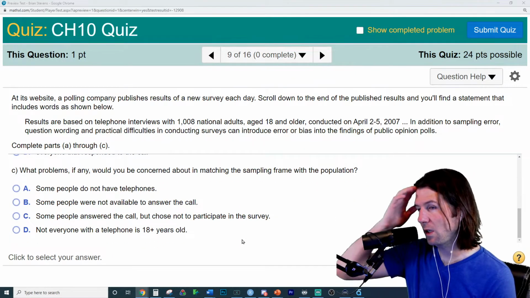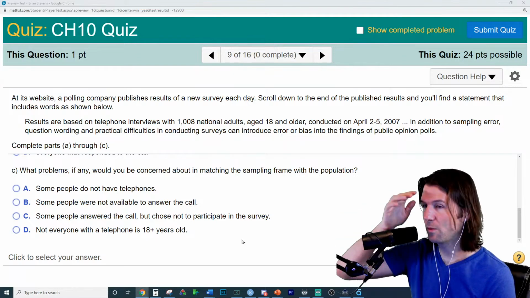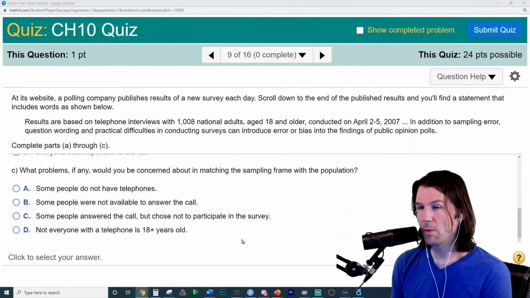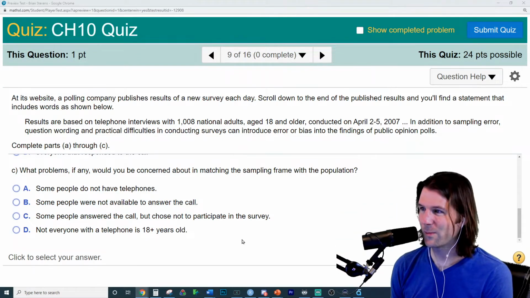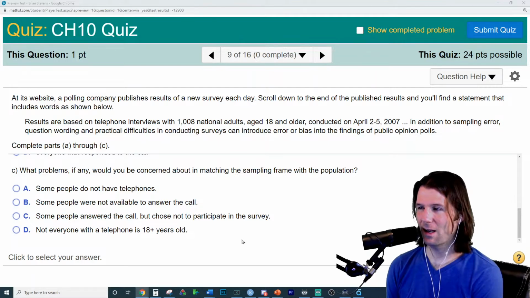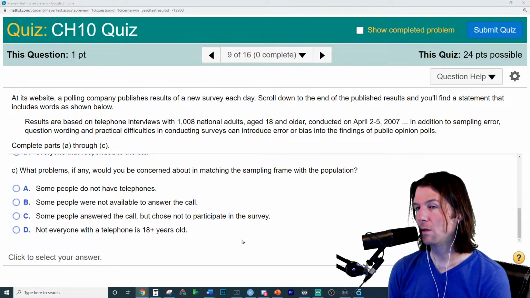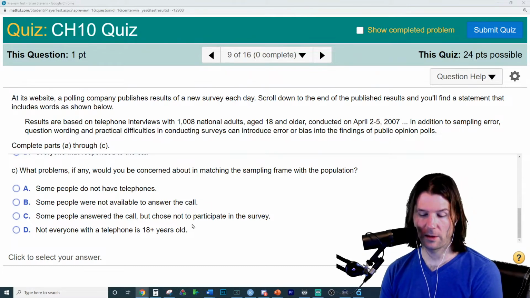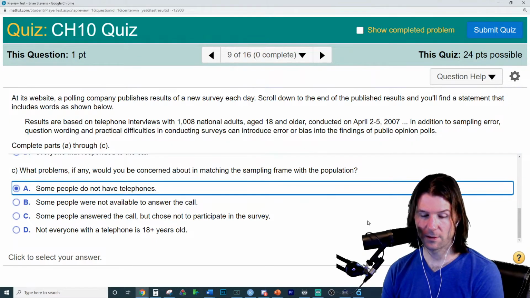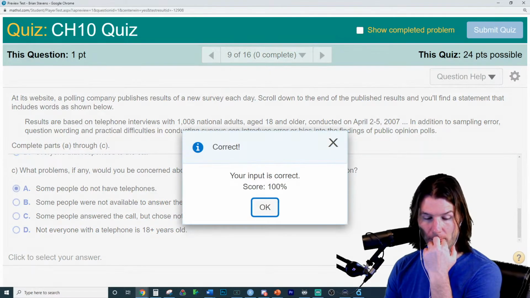What problems would you see? Some people do not have telephones. That's a good one. Some people were not available to answer the call. That's kind of a non-response, but it's not so awesome. Some people answered the call but chose not to participate. That's a non-response too. Not everyone with a telephone is 18 or older. They don't care about those individuals. Some people don't have telephones. Probably going to be right. That's right.